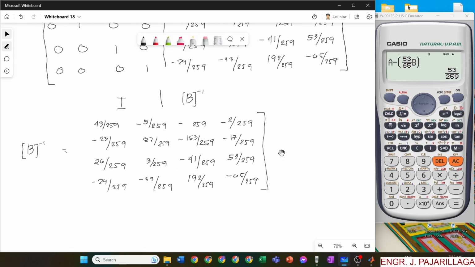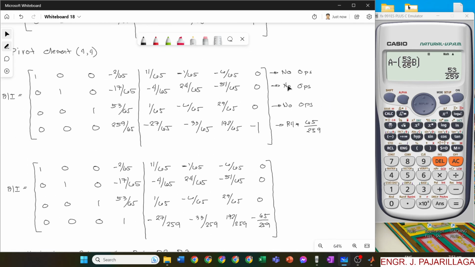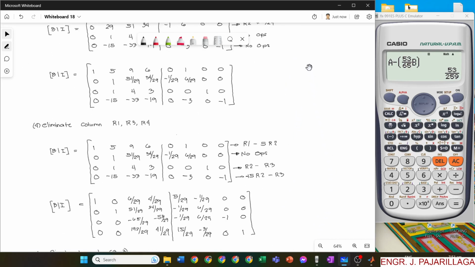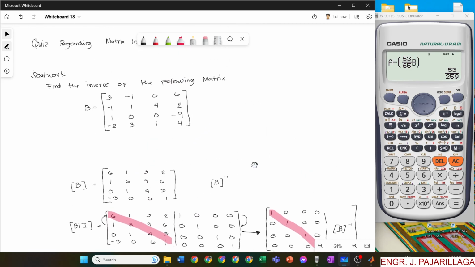Alright. So, this is now our inverse of matrix B. Okay? So, what is the usage? What is it for? I will not check it. I know this is correct. I am very, very much confident with this one, more than anything else. Okay? Because I don't think I made any mistake earlier. So, what is the purpose?